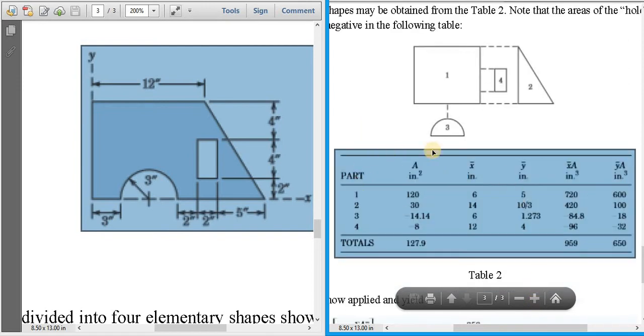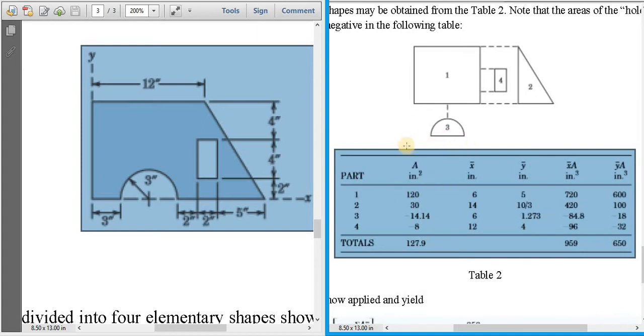As I said earlier, this is area 1, area 2 is this triangle, area 3 is this semicircle, and area 4 is the other rectangular hole. So, here is the simple calculation to locate the center of gravity.